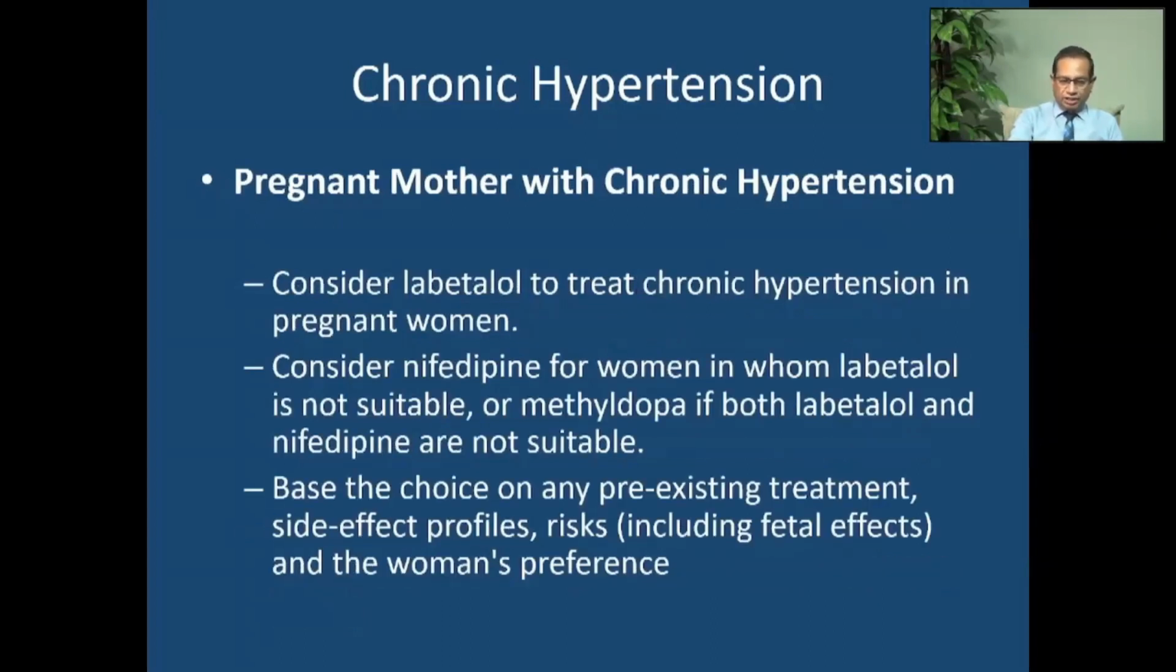So if the patient is not on treatment, as I said earlier, you need to consider labetalol to treat chronic hypertension in pregnant women, and nifedipine, and also methyldopa as a third choice, and base the choice on any pre-existing treatment, side effect profiles, risks, including fetal effects, and the woman's preferences. Sometimes the patient has had severe wheezing or asthma in the past, and labetalol might trigger this asthmatic condition. So you have to have a discussion with the patient and decide what is the best drug for her.